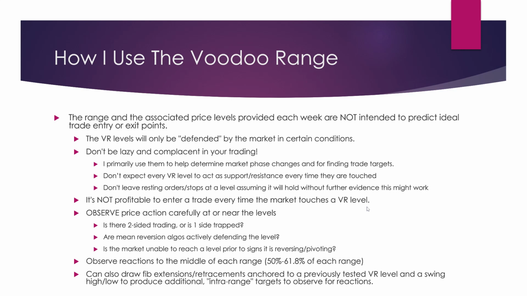You want to watch for things such as two-sided trading, or one-sided momentum, which would suggest that one side of the market is trapped. You want to look and try to determine if mean reversion algos are defending the level, and I'll teach you how to do that in just a couple minutes. And then you also want to look and see if the market is unable to reach a level before showing signs of reversing.